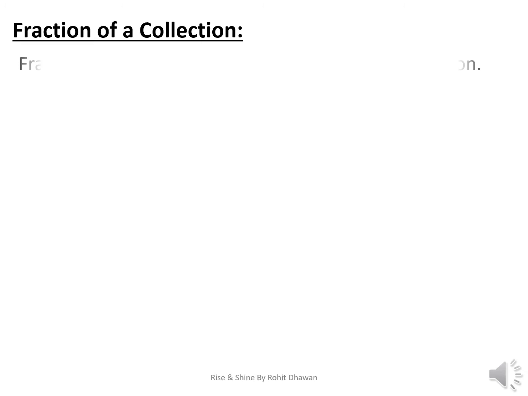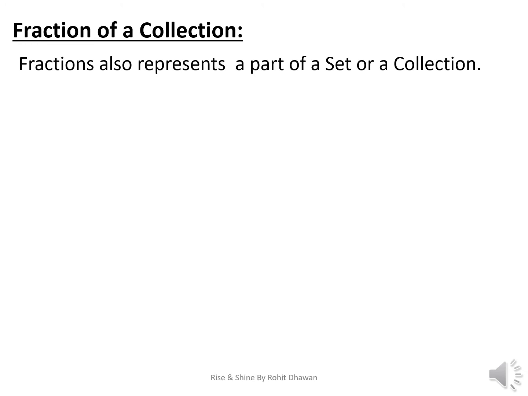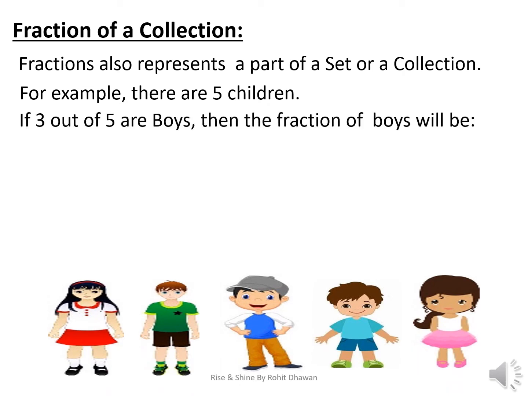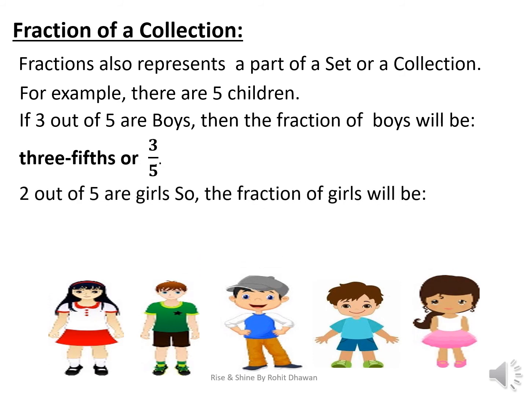Fractions also represent a part of a set or a collection. Let us say there are 5 children. If 3 out of 5 are boys, then the fraction of boys will be 3/5 or 3 by 5. Now what about the remaining 2 girls? 2 out of 5 are girls, so the fraction of girls will be... I want you to guess this. Come on, what will be the fraction of girls? How will you represent them? Yes, your answer is right. 2 by 5. See how easy it is to represent fractions. I must admit, you all are becoming very smart.